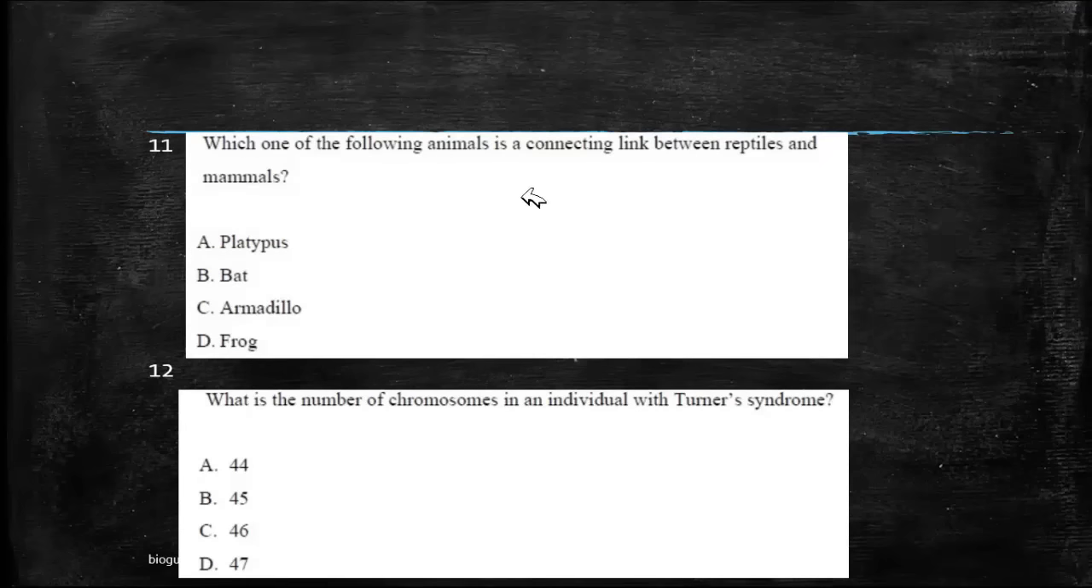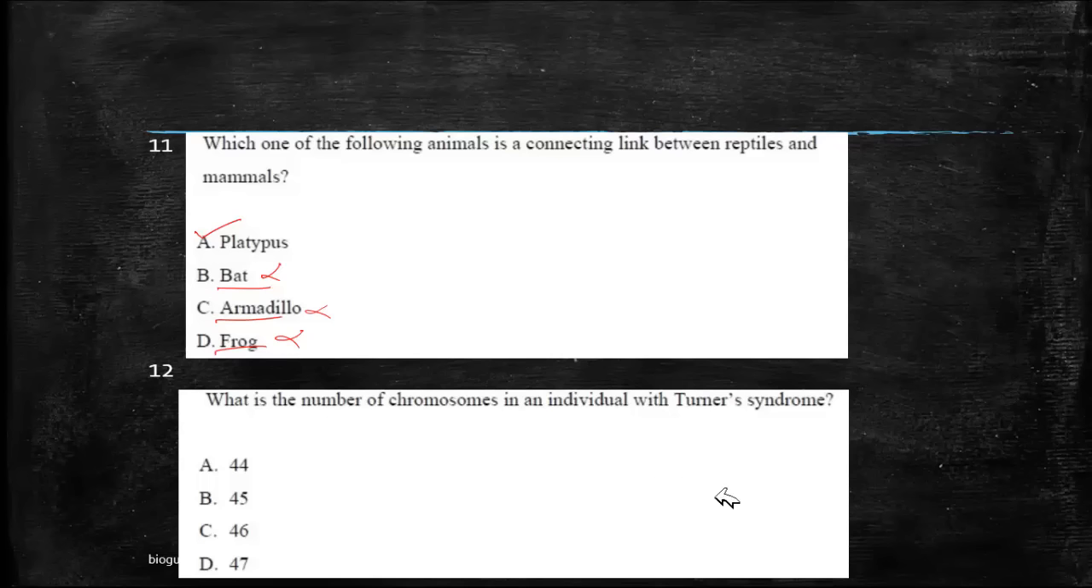Now, which one of the following animals is the connecting link between reptiles and mammals? The platypus is the answer here. A bat doesn't have any role in linking the organisms; a connecting link should possess at least a few close relations with the two groups of organisms, which such organisms don't show. That's the 11th one. So the right answer will be platypus.